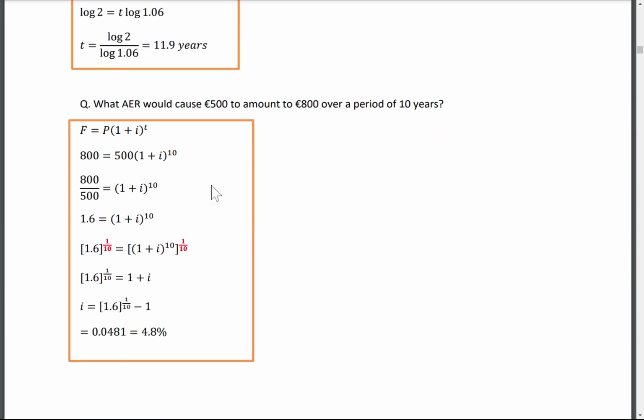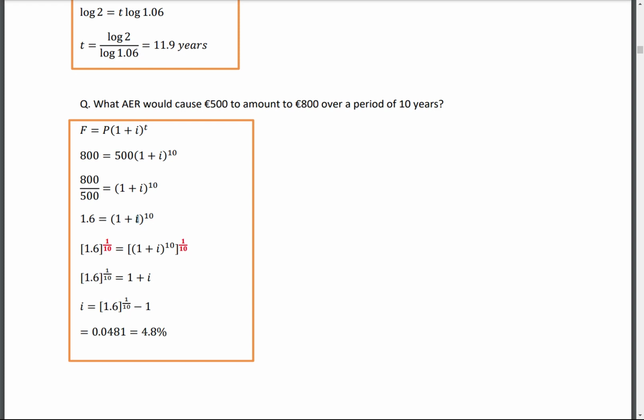And the last example: what interest rate would cause 500 euros to grow to 800 euros over 10 years? So again, just fill into the formula what you know. So we know the present value of our money, 500. We know the future value is 800. And we know the amount of time, it's 10 years. So fill all those in. Now we can divide both sides by 500, and we get 800 over 500, which is 1.6, equals 1 plus I to the power of 10.